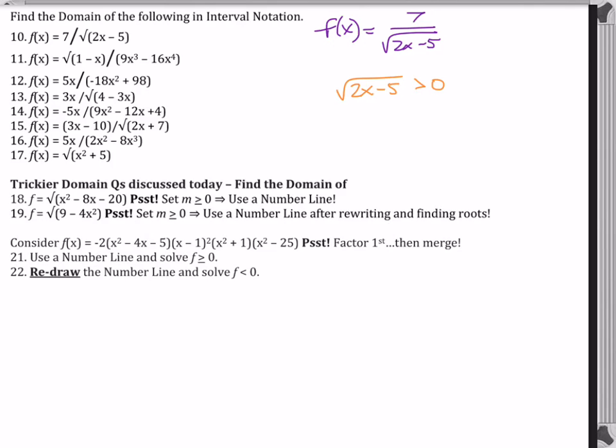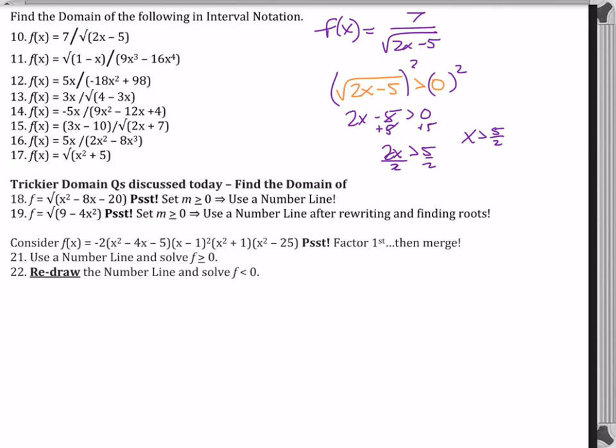So it can't be less than 0, and it can't be equal to 0, so it has to be greater than 0. Okay? So to solve this, we would square both sides. So 2x minus 5 is greater than 0. Add 5. 2x is greater than 5. Divide by 2. X must be greater than 5 halves. So for my domain, it has to be greater than 5 halves, meaning 5 halves is the smallest it can be.